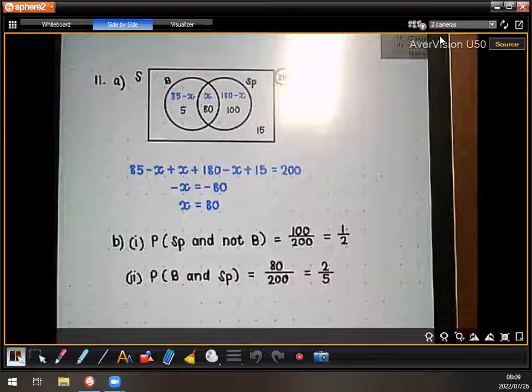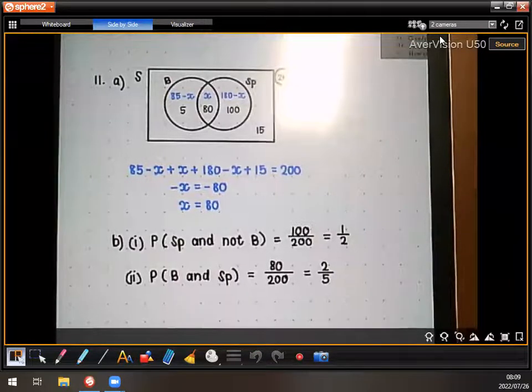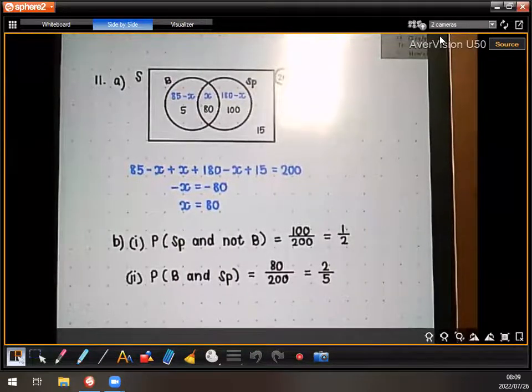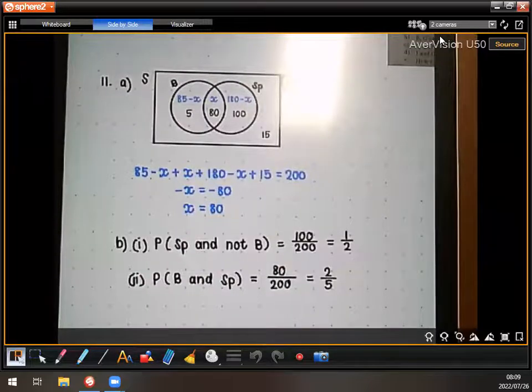So they were saying 200 readers were asked if they read the business section or the sport. 85 said they read the business section, so the whole business circle must be 85. 180 said they read the back page sport, so the whole sport circle must be 180. And then 15 said they read neither of these sections, so the 15 must be on the outside. If you can't do a Venn diagram at all, at least put the 15 on the outside, you get a mark for that. You basically get 1 mark for each value here.